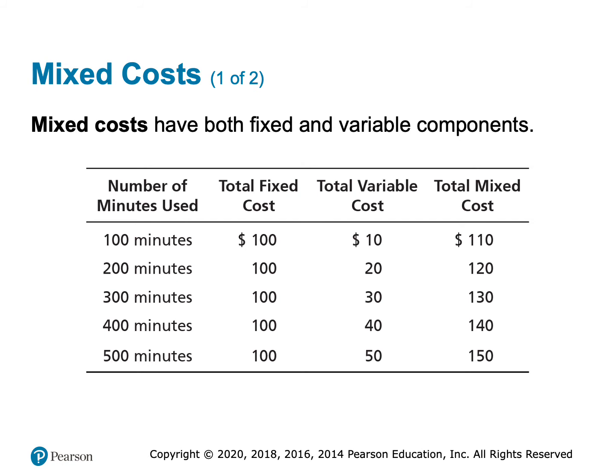So here, if we go from 100 minutes, our total cost is 110. But if we double that to 200, our total cost increased, but it did not double. So that's how you can tell the difference between a variable and a mixed cost: in a variable cost, the total cost will double when production doubles.